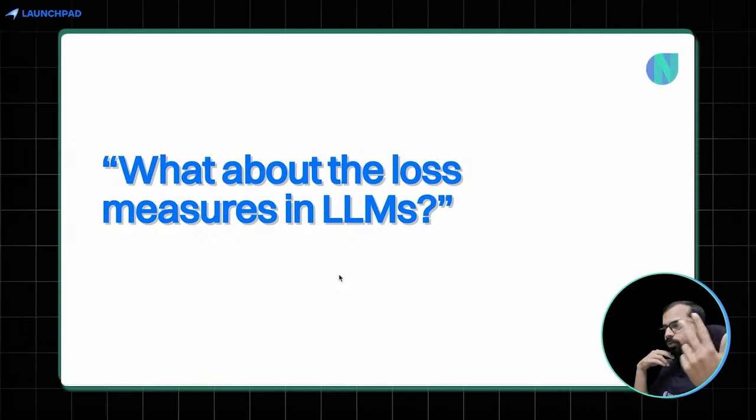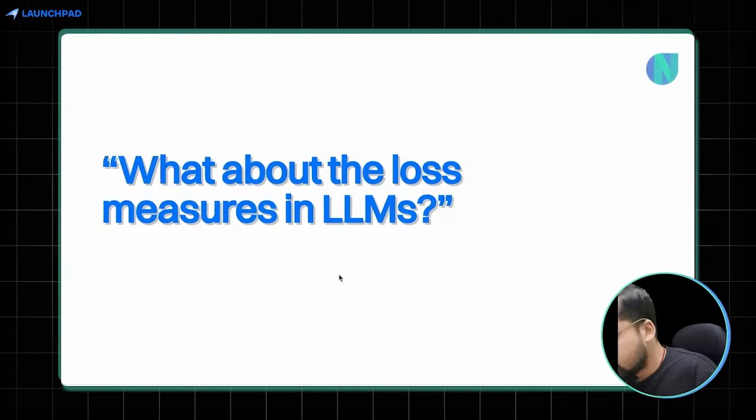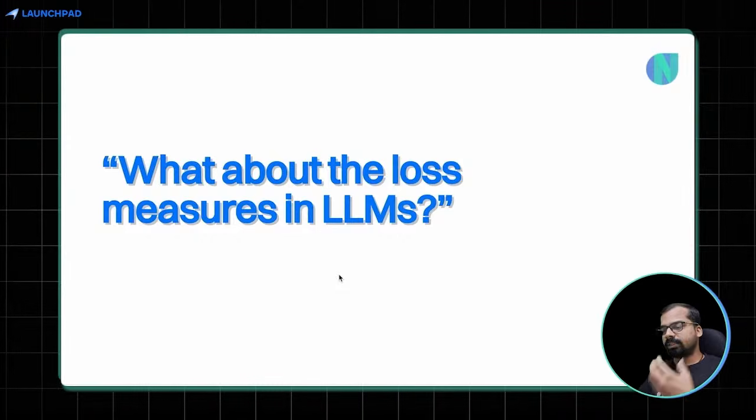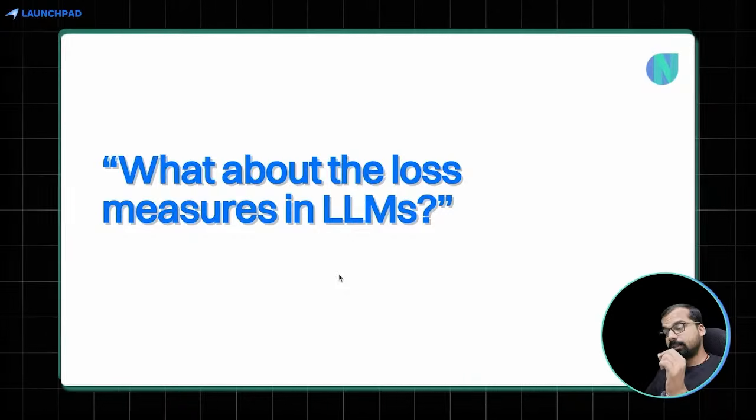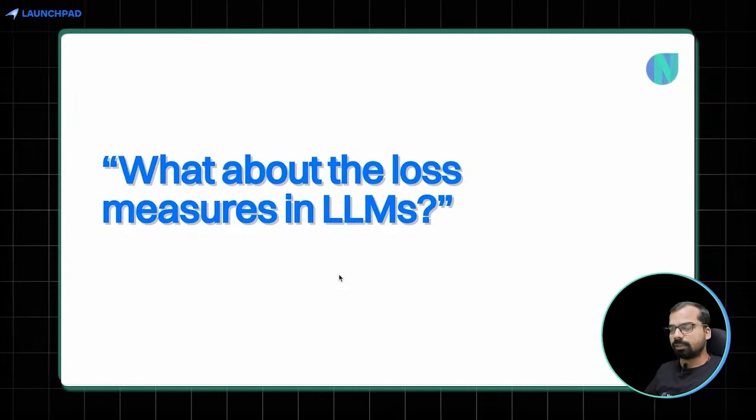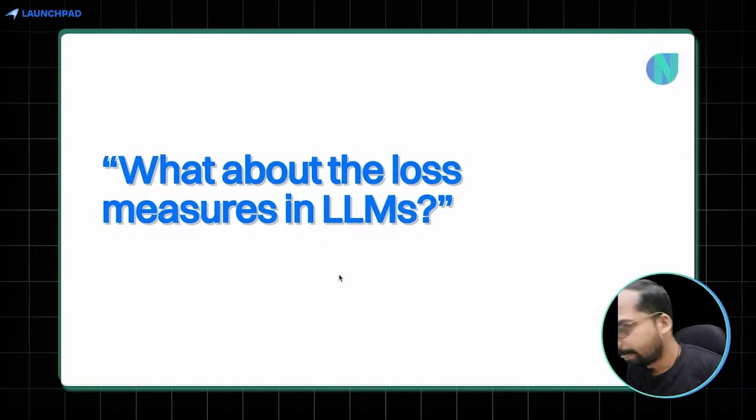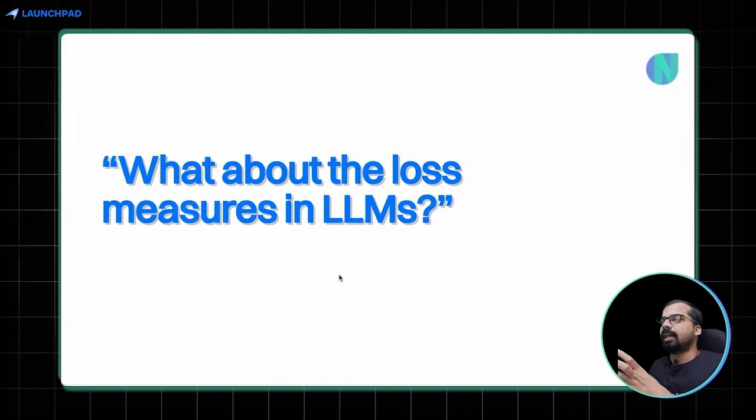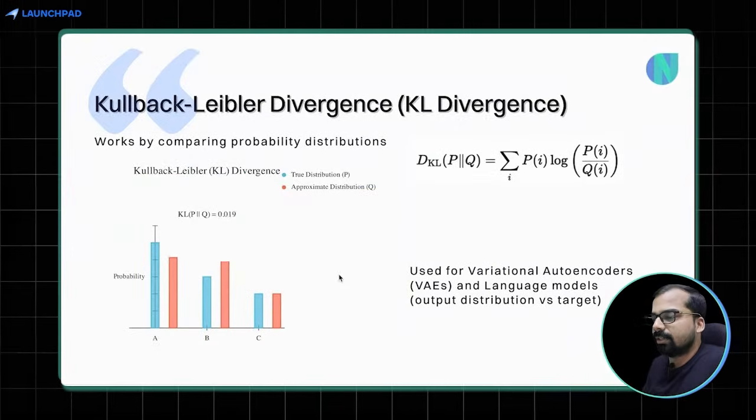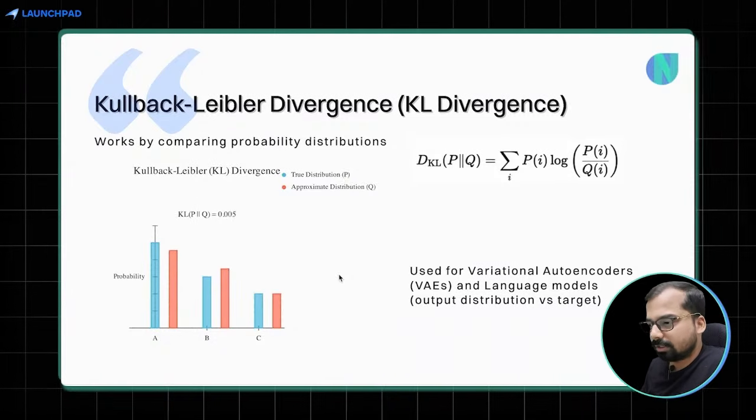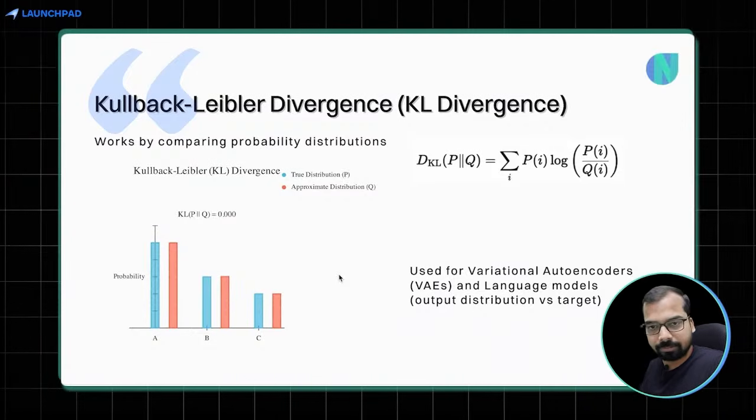There are two phases of creating an LLM. One is pre-training and then there is fine-tuning. During the pre-training phase, some concepts of reinforcement learning are used. In that reinforcement learning part, which is basically called reinforcement learning from human feedback, RLHF, KL divergence is used. KL divergence is basically to compare two probability distributions.